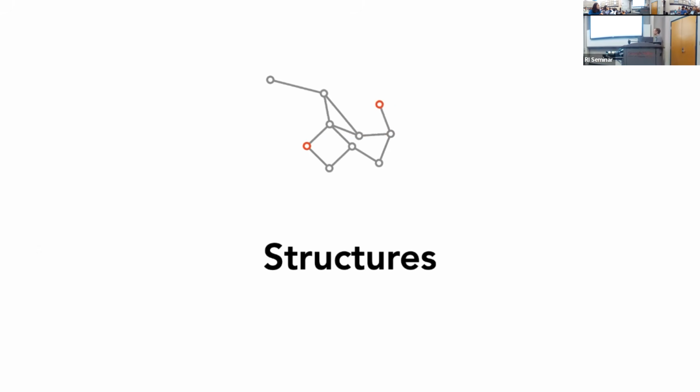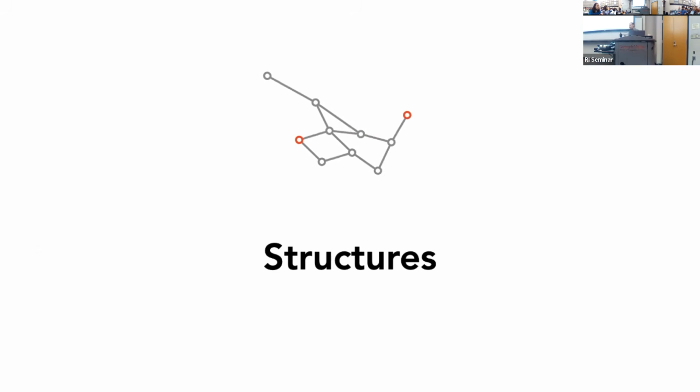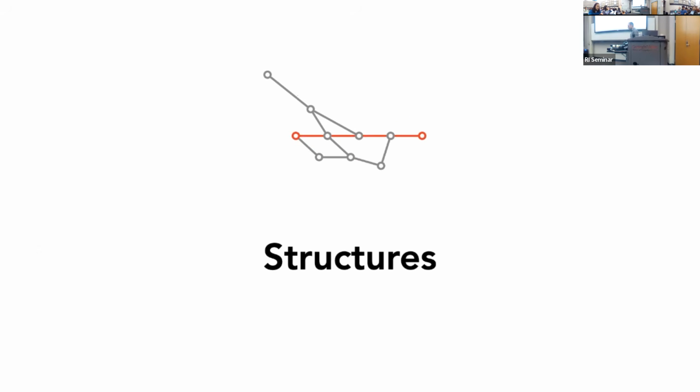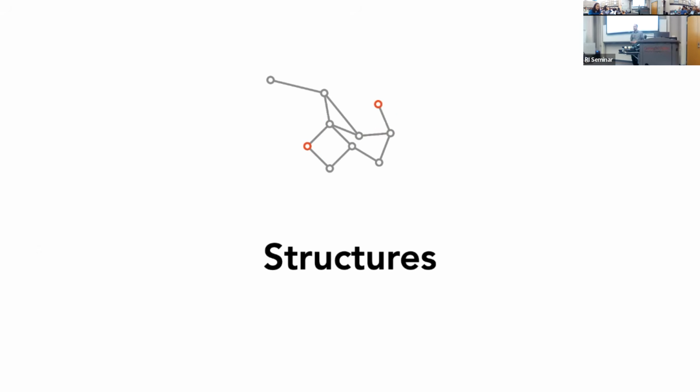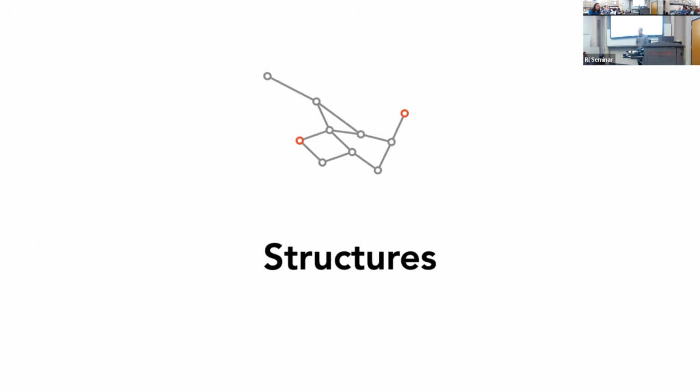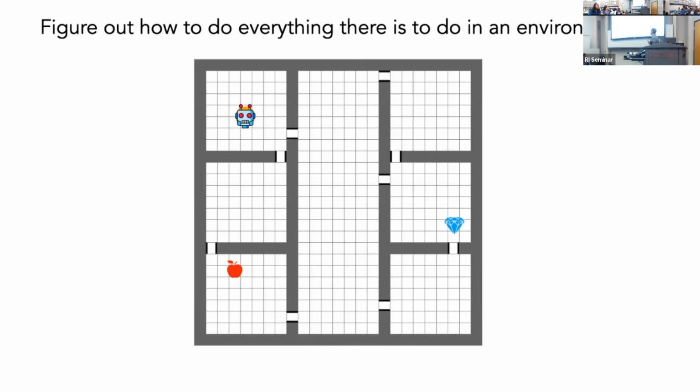Okay, so structures. What types of representational structures can improve the generality of our reinforcement learning agents? That's going to be the focus of this part of the talk. Okay, so figure out how to do everything there is to do in an environment. That should lead to an agent which is capable not of just going and finding the apple, but also maybe finding the diamond. These are two different tasks, or maybe stacking the diamond on top of the apple. These are all different things you could do in the environment.